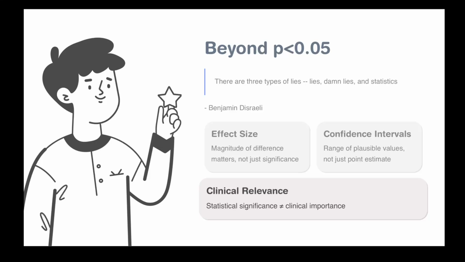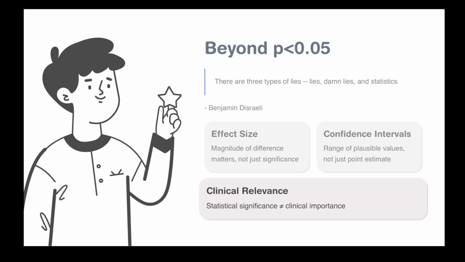These parameters should be taken into consideration when we are interpreting our data, because there can be some studies where the p-value will be less than 0.05, but the effect size, confidence interval, and clinical relevance may not be that significant.